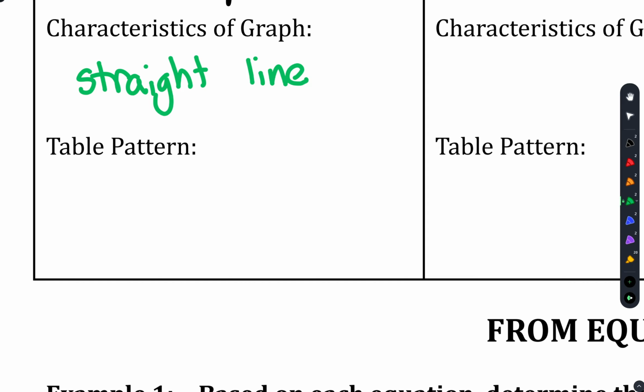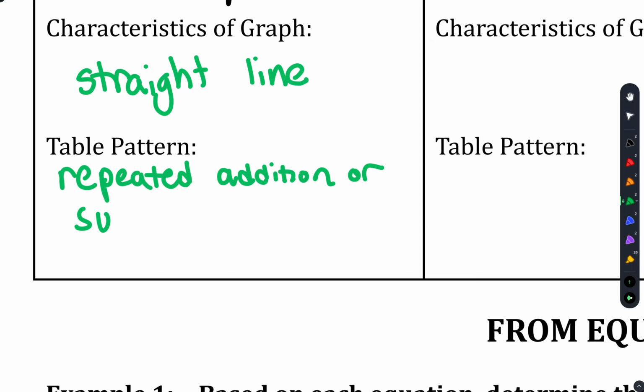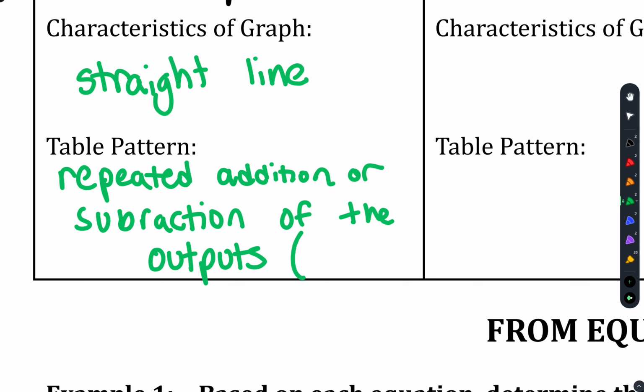For a linear function, the pattern is going to be repeated addition or subtraction of the outputs. Remember, outputs represent the y value. So if I'm looking at a table of values, usually it'll be on the right side of the table, unless your table is horizontal, which we'll see.